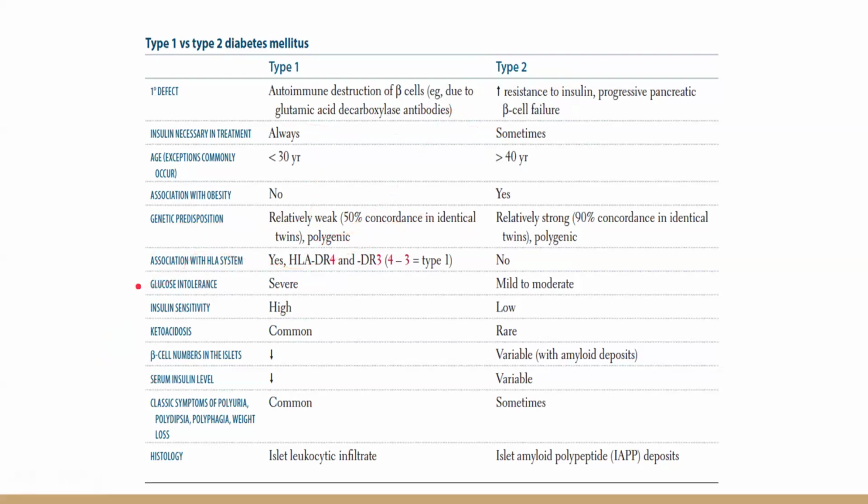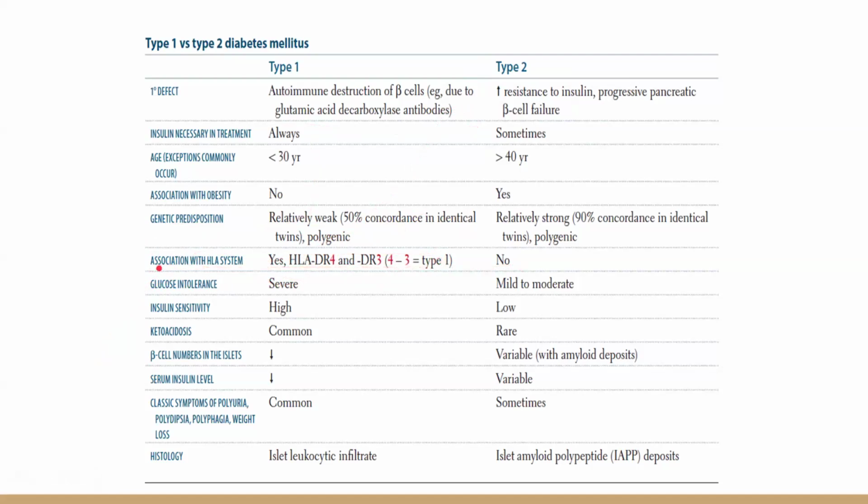Okay, association with the HLA system. Yes, HLA DR4 and DR3. We'll take this later, don't worry. HLA stands for human leukocyte antigen. Okay, 4 and 3, just remember it the way I first put it. So these are good ways to remember. So 4 minus 3 is type 1.